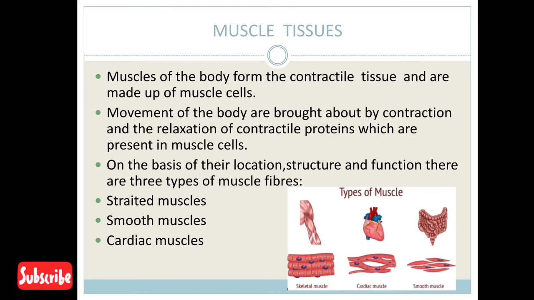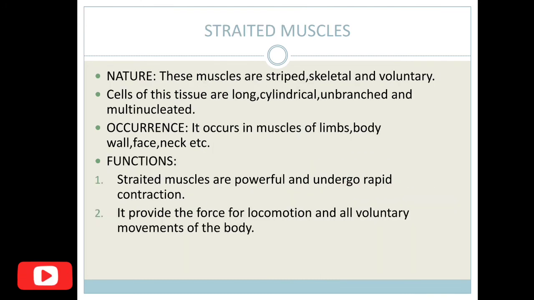On the basis of location, structure and function, there are three types of muscle fibers: striated muscle, smooth muscles and cardiac muscles. You can see here in the picture the different types of muscle tissues. Now let us discuss one by one all these types of muscle tissue.